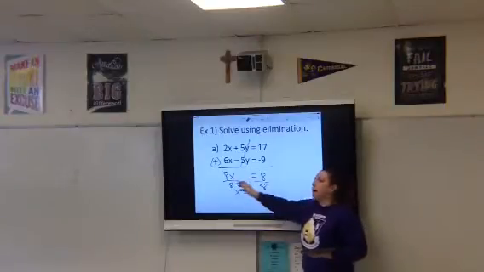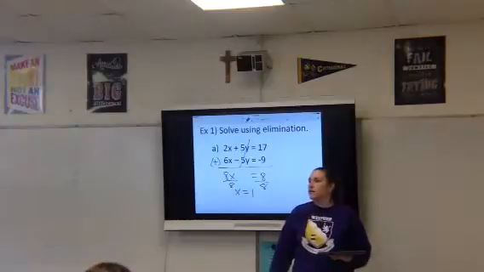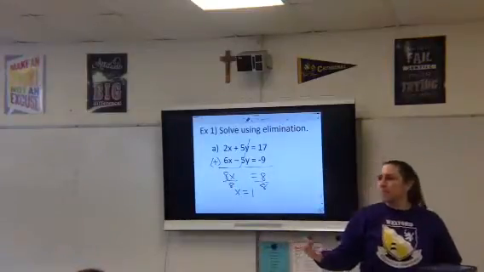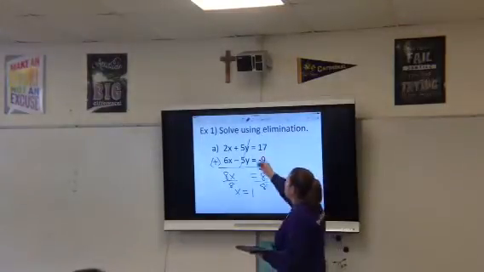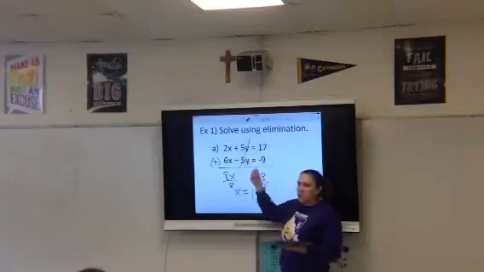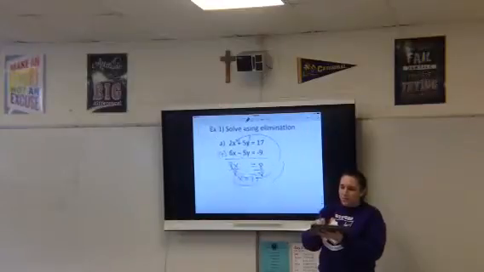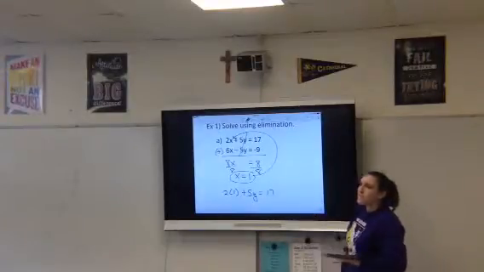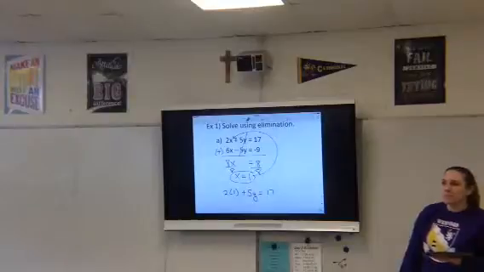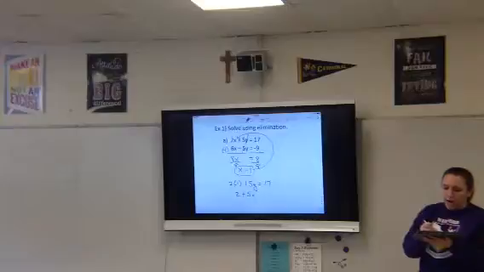Okay, so now that we've divided by 8 and got 1, what do you think you're going to do then to find the y? Because you still have to have x and y. Plug it back in. Does it matter which one of these you plug into? No. So we're going to take this and plug it in for the x. And we're going to get 2 times 1 plus 5y equals 17. Is everybody okay with that so far? So 2 times 1, 2, plus 5y equals 17.